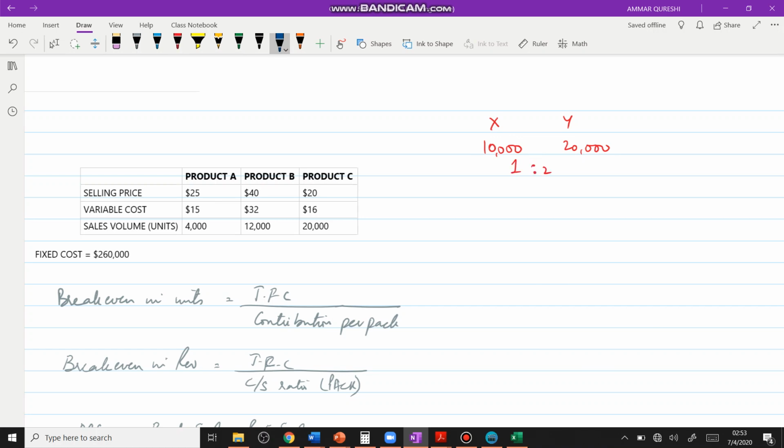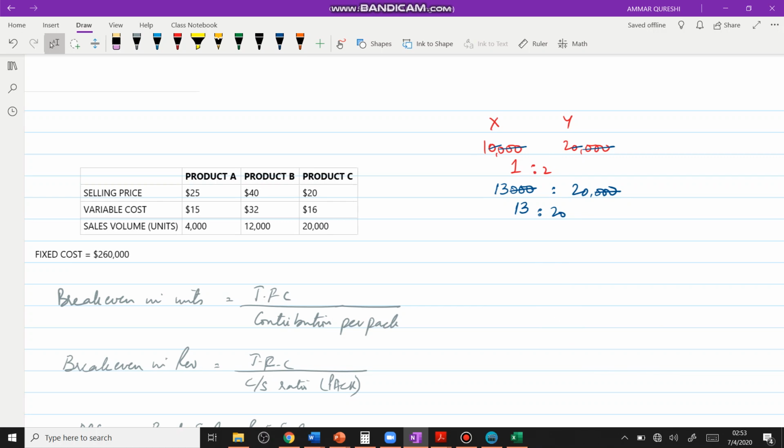How will you calculate 1 is to 2? You just need to simplify this, right? So this will be in the ratio of 1 is to 2. Or for instance, if sales of product X are expected to be 13,000 and Y 20,000, then you will assume that sales will be in the ratio of 13 is to 20. So you just need to simplify this as much as you can. So now we are assuming that X and Y will be sold in this proportion. Now, what do you mean by this?